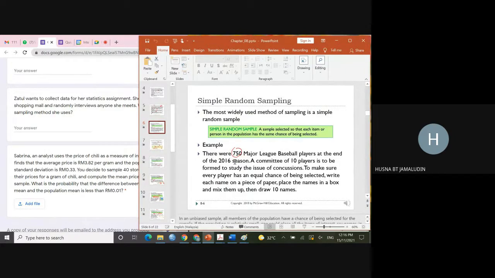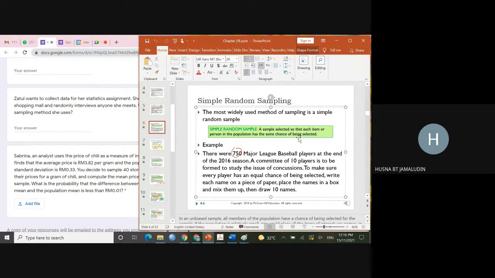So for random, you have to have a list of names to begin with. If you look at the example, let's look at the green box first. Green box is always important. Simple random sampling means that a sample is selected so that each item or person in the population has the same chance of being selected. So if you go to any shopping mall, you will just select anyone. So not everyone will have the same chance of being interviewed by you.